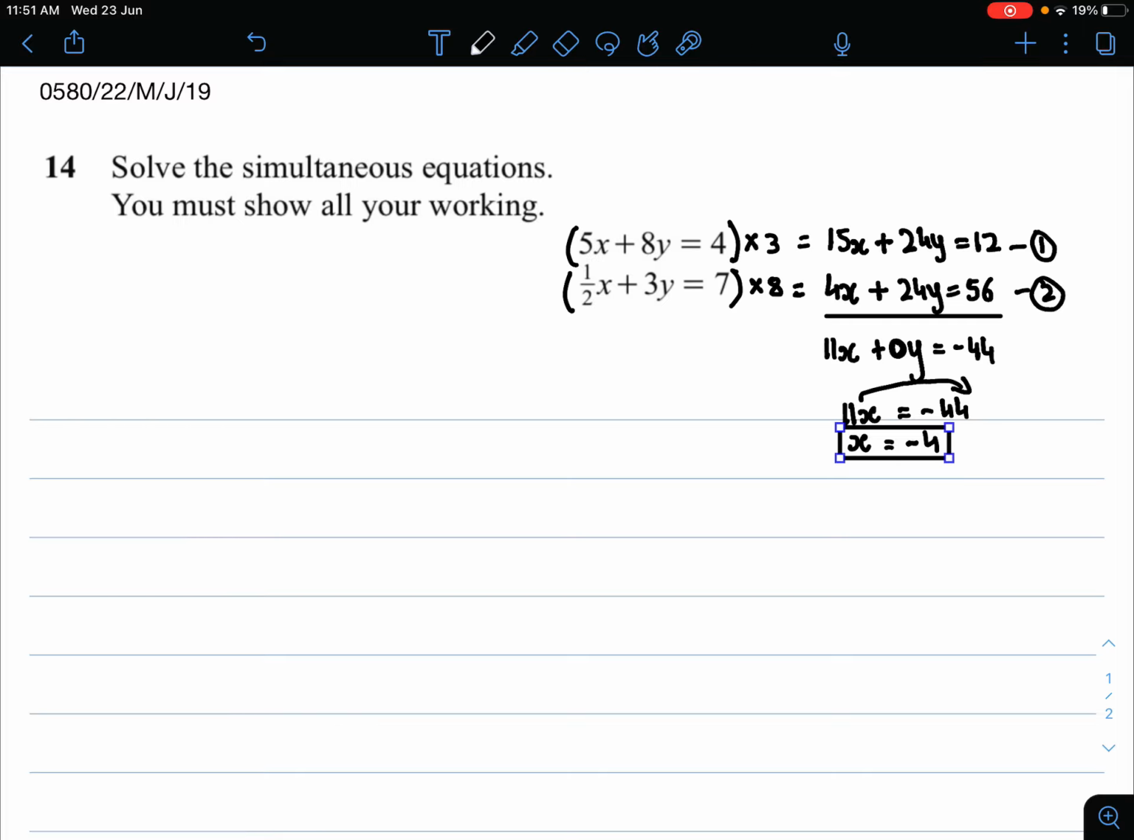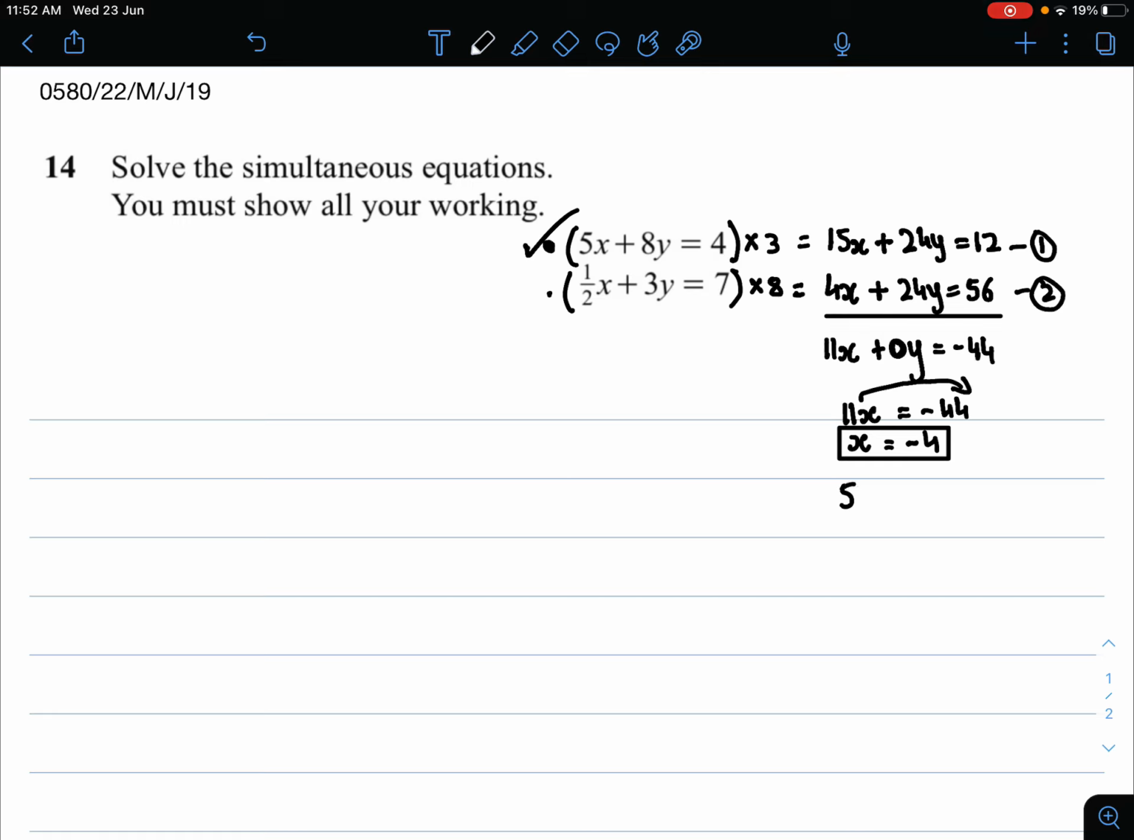Now let's move on to finding y. It's really easy to find y from this step. All you need to do is pick an equation and substitute x as minus 4. So let's go ahead and do that. Let's pick the first equation in this case. You can even pick the second equation, that is this. But I'm going to go ahead and choose this one.